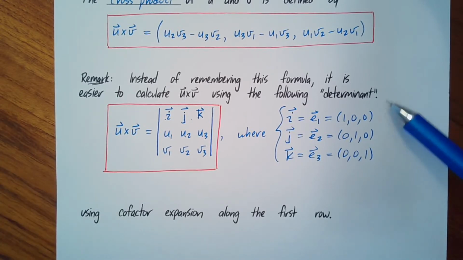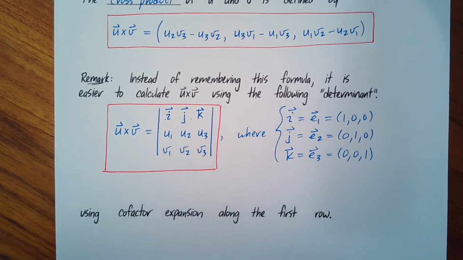Why did I put the word determinant in quotation marks? Well, because this really isn't a 3 by 3 matrix of real numbers, because the top row consists of vectors. So it's kind of weird to think of it as a determinant, but as we'll see in a moment, it actually works very well.